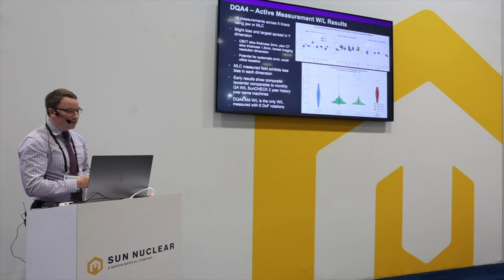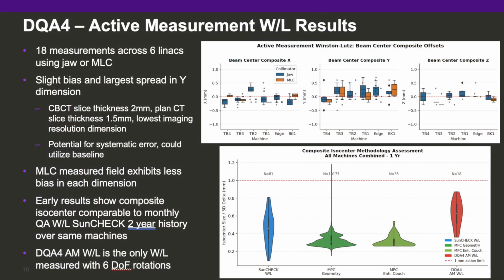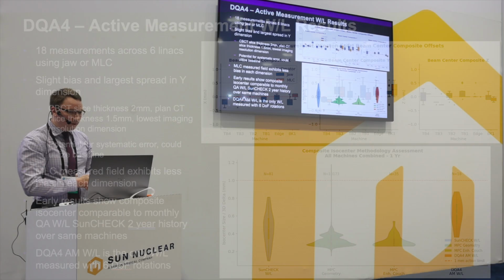Next, I looked at the active measurement Winston-Lutz results compared to all our other Winston-Lutz measurements. On the left is our SunCheck Winston-Lutz for all of our machines over a 1-year period, and then MPC geometry, MPC enhanced couch, and then that Daily QA4 active measurement Winston-Lutz. The values are very comparable, and this is earlier in the testing, and this includes all those jaw measurements, which are a little bit larger than the MLC. So they're definitely comparable.